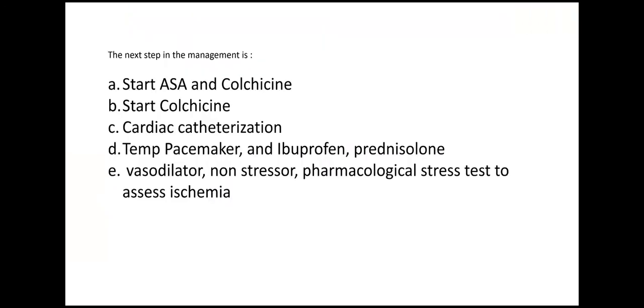So the next step in the management, you have seen this patient, clinical presentation, you have seen the EKG, you have seen the data, and you have seen the echo. The next step in the management is: start aspirin and colchicine, cardiac catheterization, temporary pacemaker, ibuprofen and prednisone, vasodilator non-stressor pharmacological stress test to assess ischemia. We use regadenoson, the adenosine agonist for vasodilation, and cardiolite, maybe a nuclear stress test. I call it a vasodilator pharmacology test. So any vote on this?